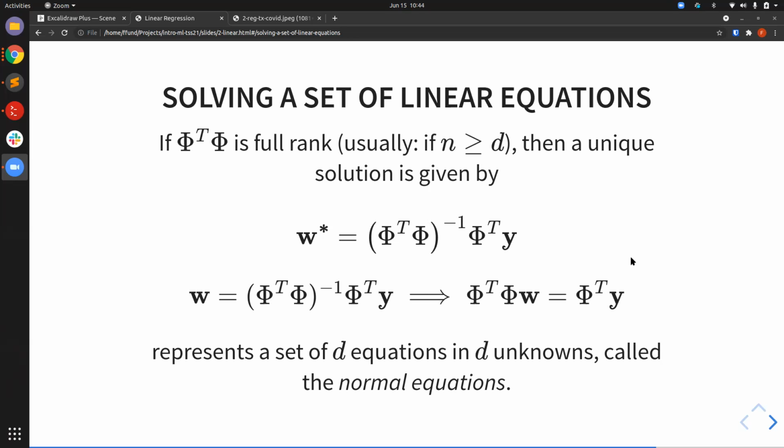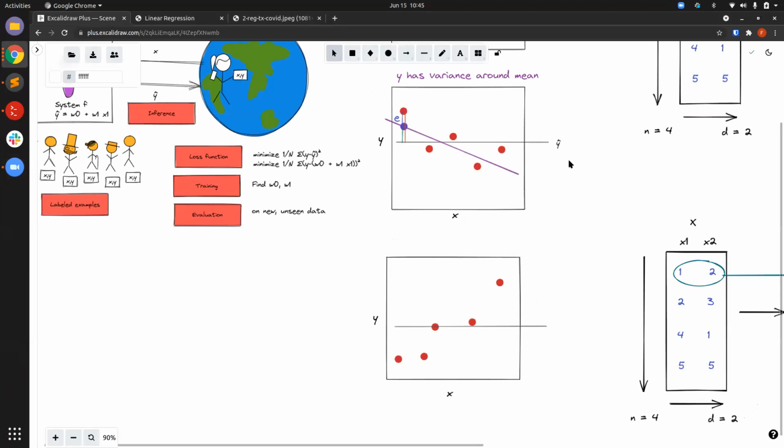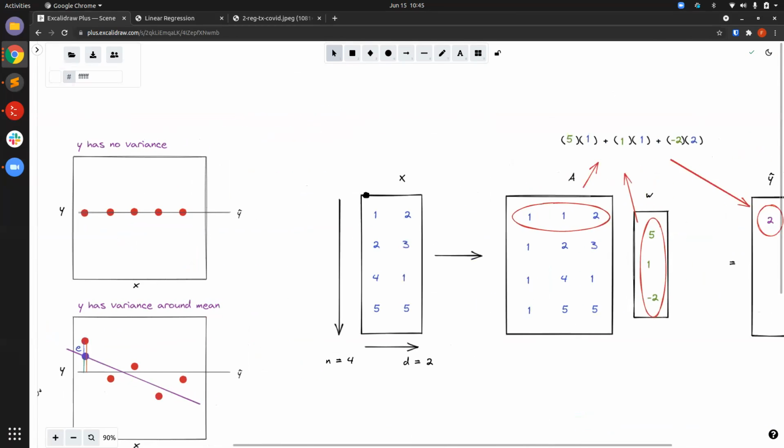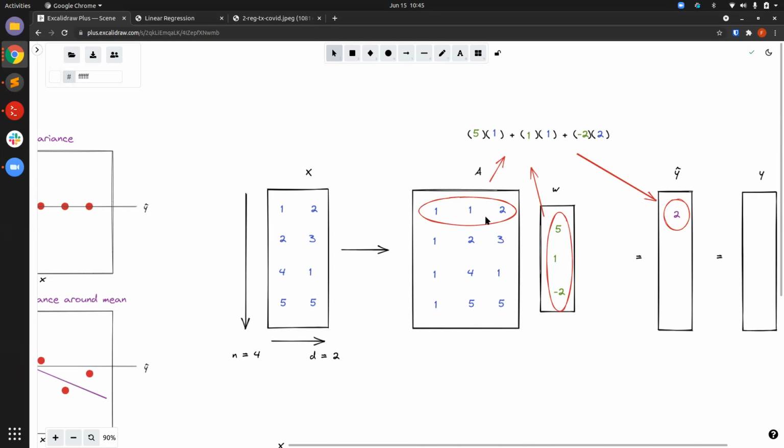Now, there is one problem here. The problem here is runtime. So let's take a look at this solution. In order to compute the solution, let's see what operations we have to do. First we have to do phi transpose times phi. How long does it take to do that? Does anyone know what the runtime of that matrix multiplication is? Well, let's take a look up here. Here we have a matrix with 3 columns and 4 features.